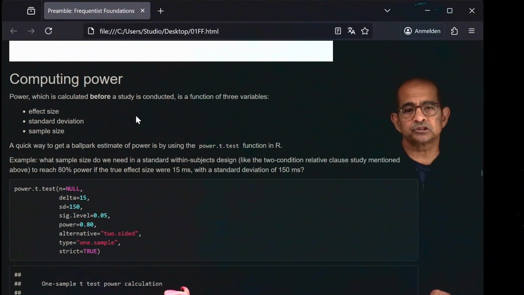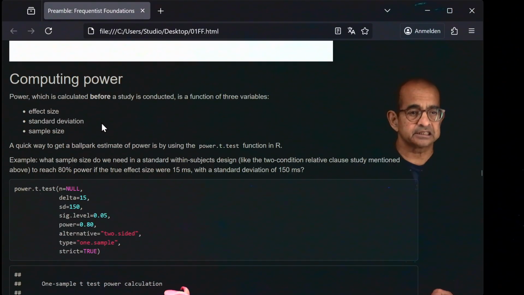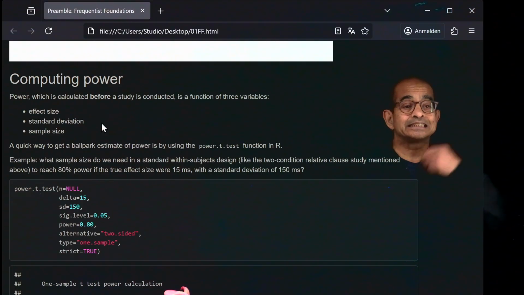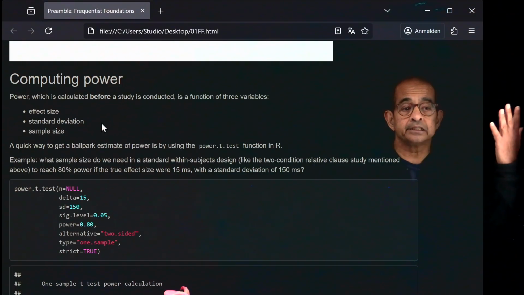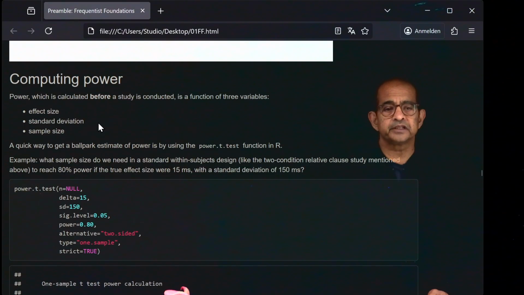So power depends on three things. It depends on the effect size, it depends on the standard deviation, and it depends on the sample size, right? Once you have these three pieces of information, you can calculate power. Or if you have two of these three pieces of information, let's say effect size and standard deviation estimates, and you want to know what sample size you need to achieve 80% power, you can answer that question using the power.t.test function. This is fairly straightforward.